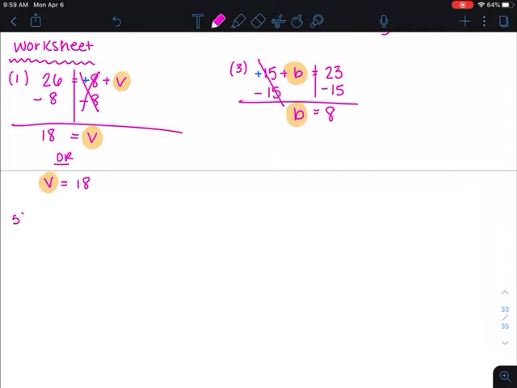Alrighty. Number 5 on the worksheet says that m plus 4 is equal to negative 12. Draw a small line down my equal sign. Now first and foremost, we have a negative number.